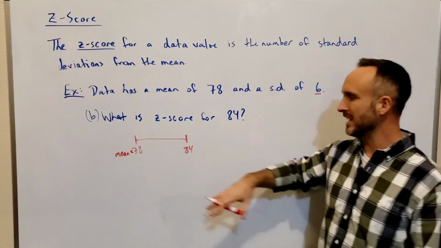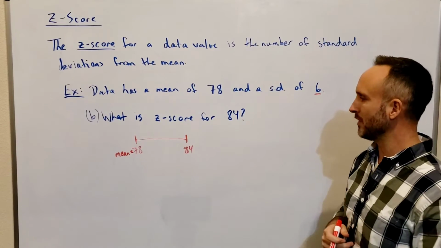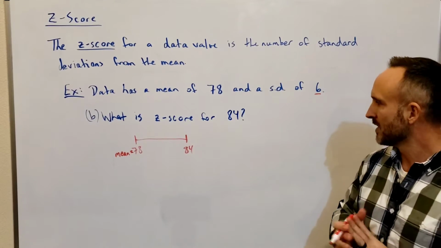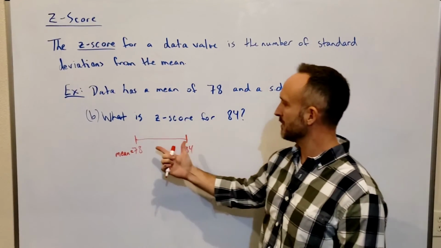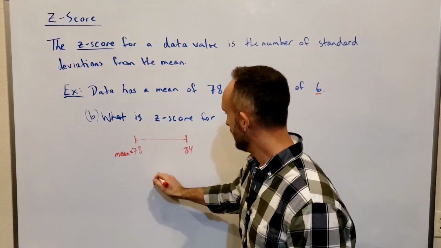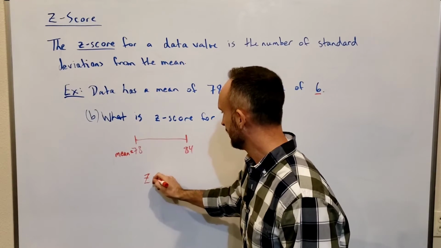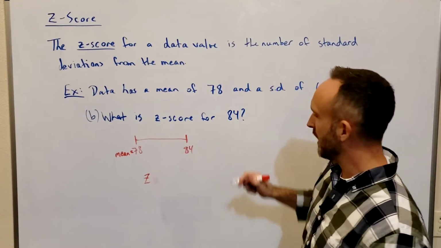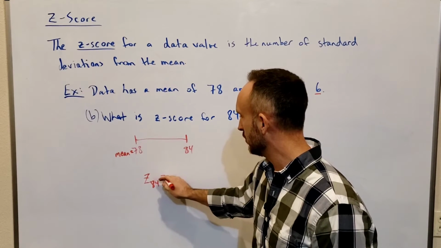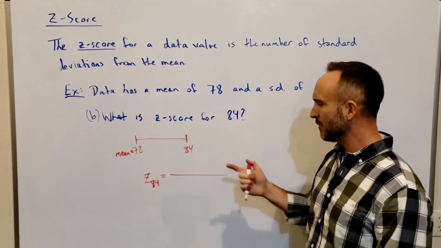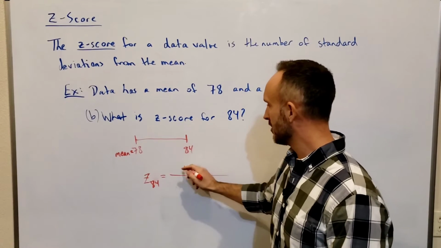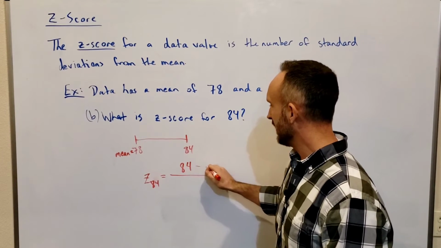Now, I understand this one's very easy, right? You could look at this and probably figure it out. But I want to focus for this easy example on how to think about it when it gets more complex. So how do we figure out how many 6-unit measurements fit here? Well, the first thing we want to do is, z equals, in fact, we're finding the z-score for 84, so let's put a subscript of 84 there. The z-score for 84 equals, the first thing we need to figure out is how far apart these are. And 84 is bigger, so we want to make sure we get a positive answer for our z-score.